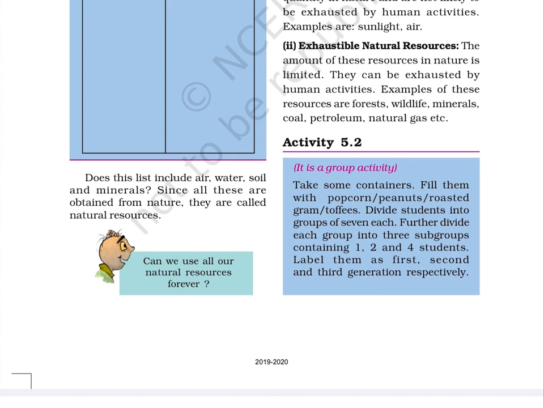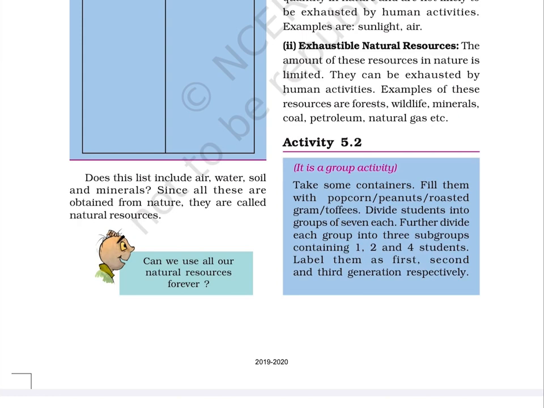Activity 5.2. It is a group activity. Take some containers, fill them with popcorn, peanuts, roasted gram, toffees. Divide students into groups of 7 each. Further divide each group in 3 subgroups containing 1, 2, and 4 students. Label them as first, second, and third generation respectively.